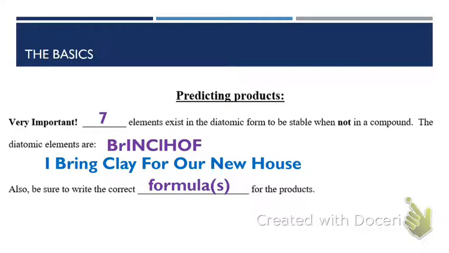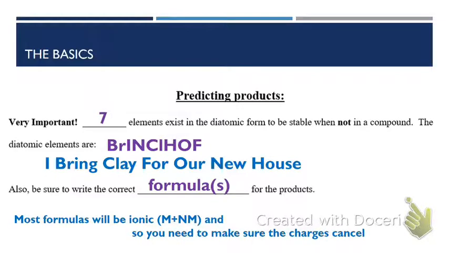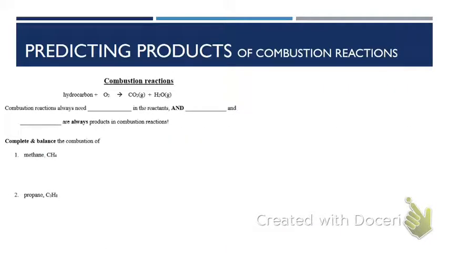Now, when elements aren't in their elemental form, they're in a compound, we need to make sure we're still writing the correct formulas of those compounds. As we're predicting products today, these compounds that I'm going to ask you to write are all going to be ionic. So, in order to make sure the formula is correct, you need to make sure the charges cancel out. And that's basically it. So, let's look at these types of reactions we've talked about and how each of their products can be predicted.